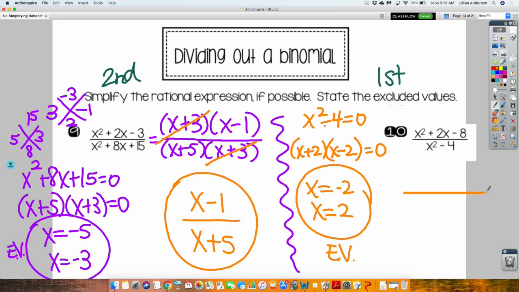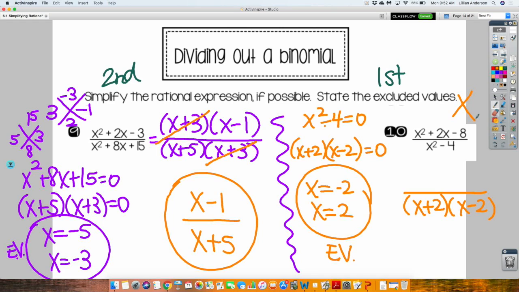And by doing the factors, I'm able to already have the bottom factored out. So even though you might have been able to add 4 and then take the square root to find the excluded values, by factoring it, it helps you out on the simplifying part.